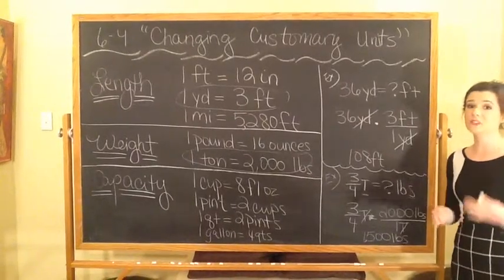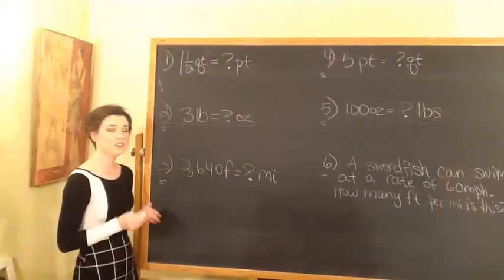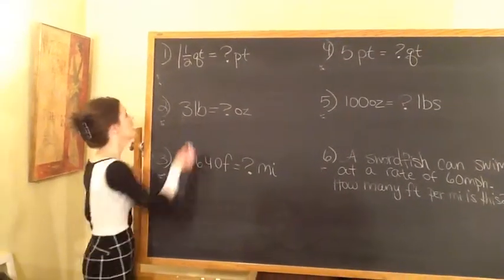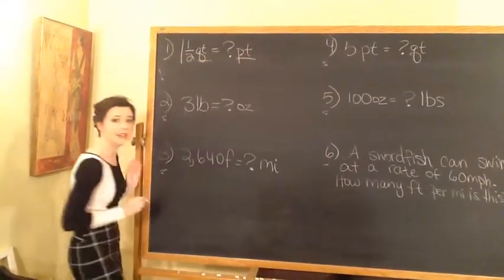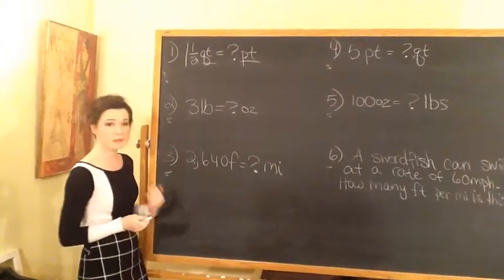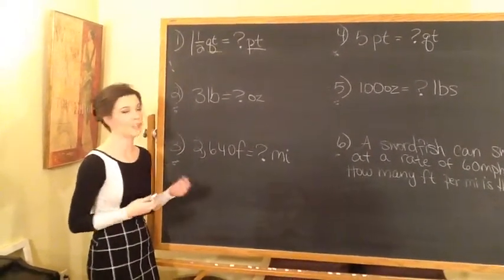Okay, so let's go ahead and do some more examples from scratch. Let's look at our first example. We have 1.5 quarts is equal to how many pints? So we know we're going to be looking for quarts and pints. You will be able to use your chart of information to figure out how many pints are in a quart or vice versa.